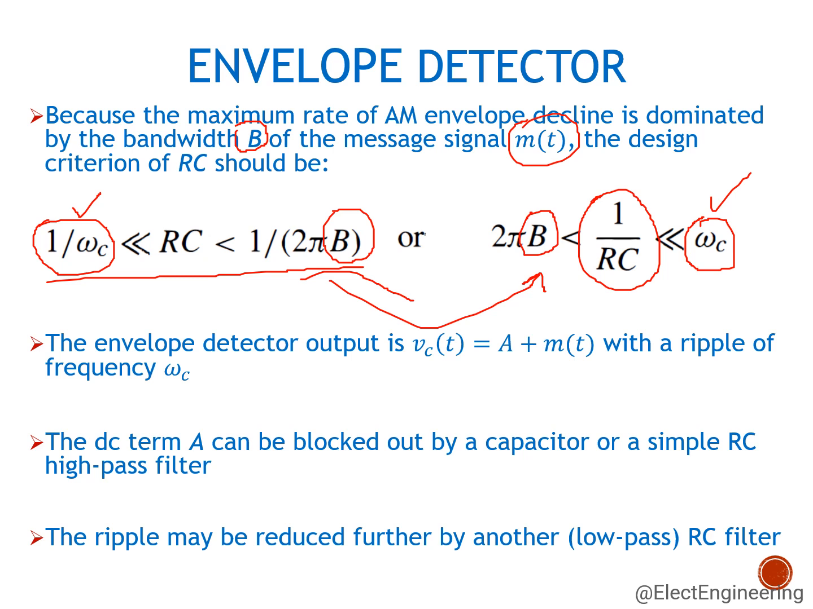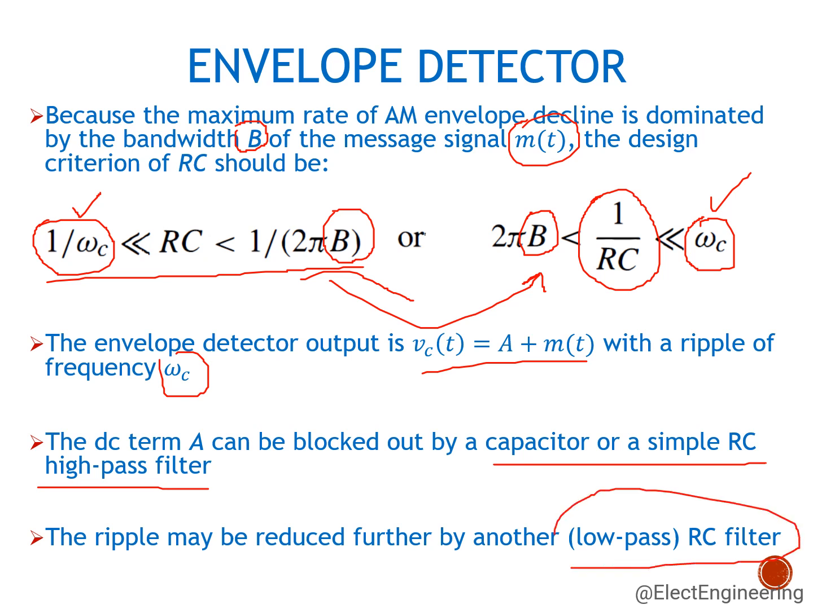The envelope detector output is v_c, equal to A plus m(t), and it has a ripple of frequency omega c. The DC term A can be blocked out, as we know before, by a capacitor or by simply using a high pass filter, so that low frequencies such as DC signals can be neglected. The ripple may be reduced further by another low pass RC filter.